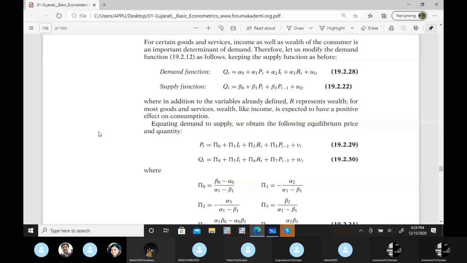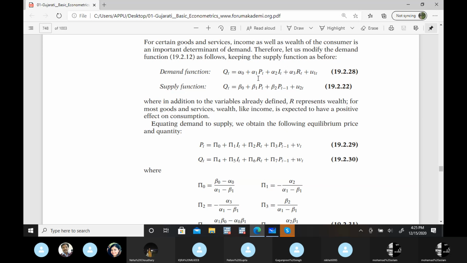Yeah, this particular case. Let's suppose we have these two functions. In the demand function, we added another component, the R variable, that's the wealth. And in the supply function, we have added last year's price. But these three variables, income, wealth, lag of price, these three are predetermined variables and exogenous variables. And these two variables are endogenous variables.